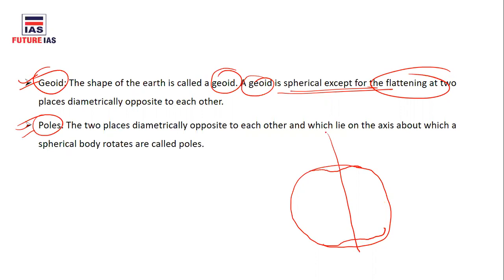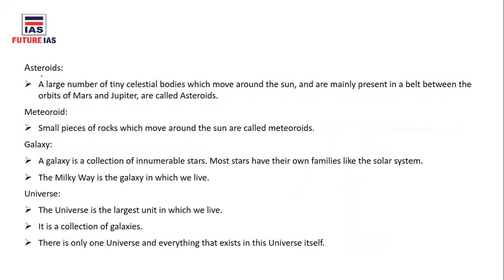So when you say this is the earth axis, they are diametrically opposite. So it is called the north pole and the southern pole. They are basically diametrically opposite, right? And the spherical body or geoid basically rotates around these poles. All right, so these are called poles.